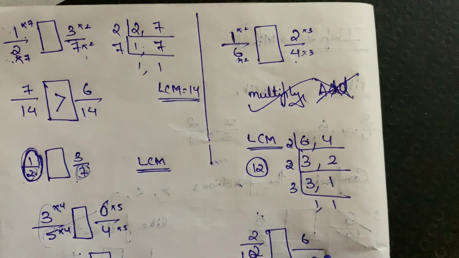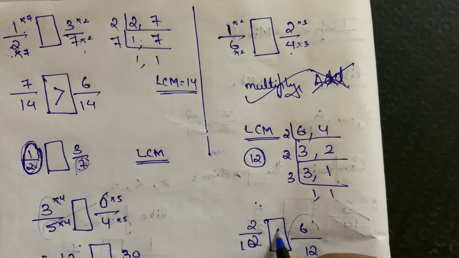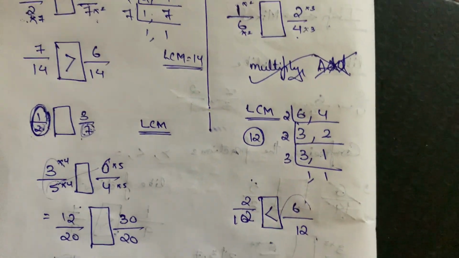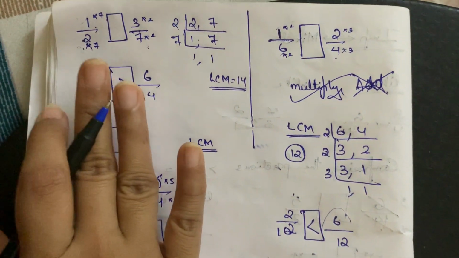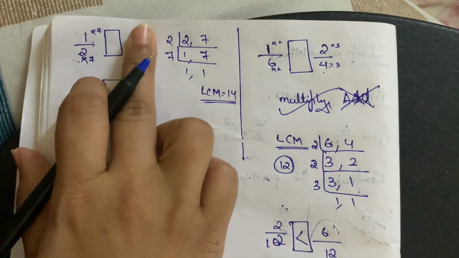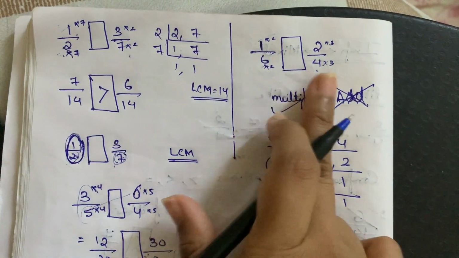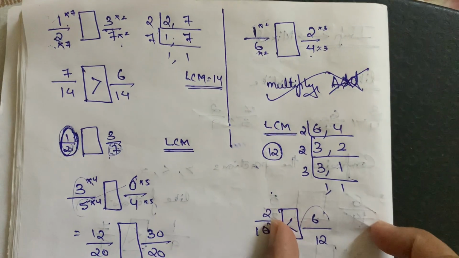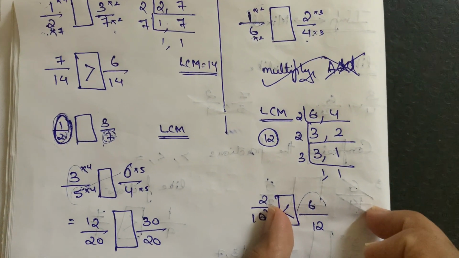Okay, so which one is the bigger one? Obviously this one is the bigger one. So I'm going to say 2 by 12 is less than 6 by 12. Okay, so here we understand if they are complete strange numbers which cannot come in each other's table, just cross multiply them. But if they come in the same table and still you cannot make the denominators equal, go with the LCM is what we understand in here.